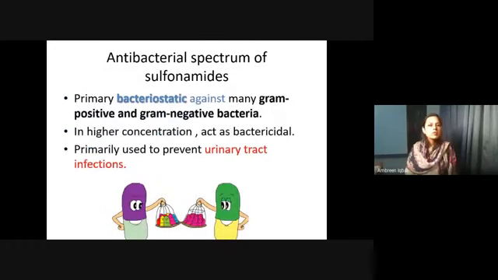Antibacterial spectrum of these sulfonamides: they are bacteriostatic. We just said that bacteriostatic drugs suppress the growth of bacteria. They are effective against gram-positive and gram-negative bacteria, meaning they have a broad spectrum of activity. Normally they act as bacteriostatic, but in very high concentration they may serve as bactericidal. They were primarily used to treat urinary tract infections.